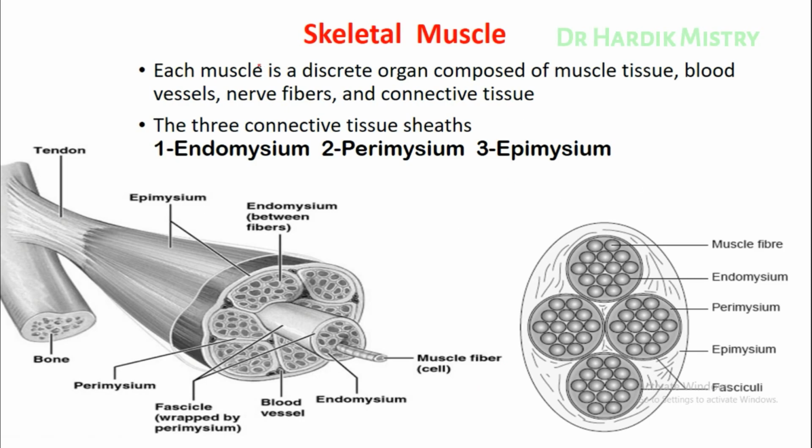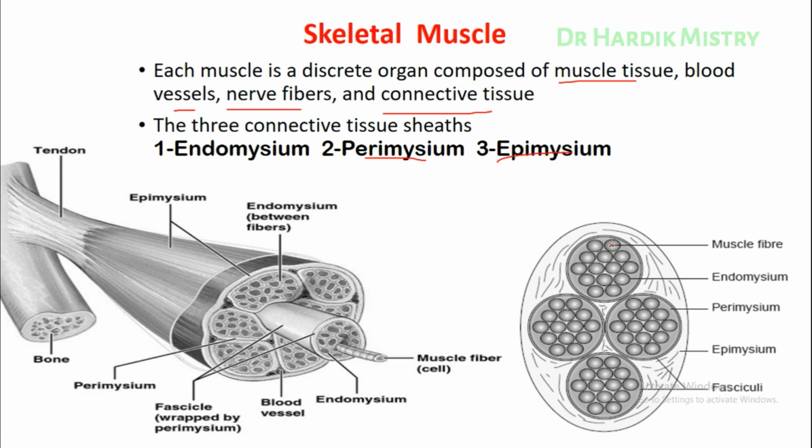Okay, skeletal muscle. Each muscle is a discrete organ composed of muscle tissue, blood vessels, nerve fibers, and connective tissue. So all the muscles have these different types of structures: muscle tissue, blood vessels, nerve fibers, and connective tissue. The three connective tissue sheaths which enclose the muscle are, first, endomysium, second, perimysium, and third, epimysium.